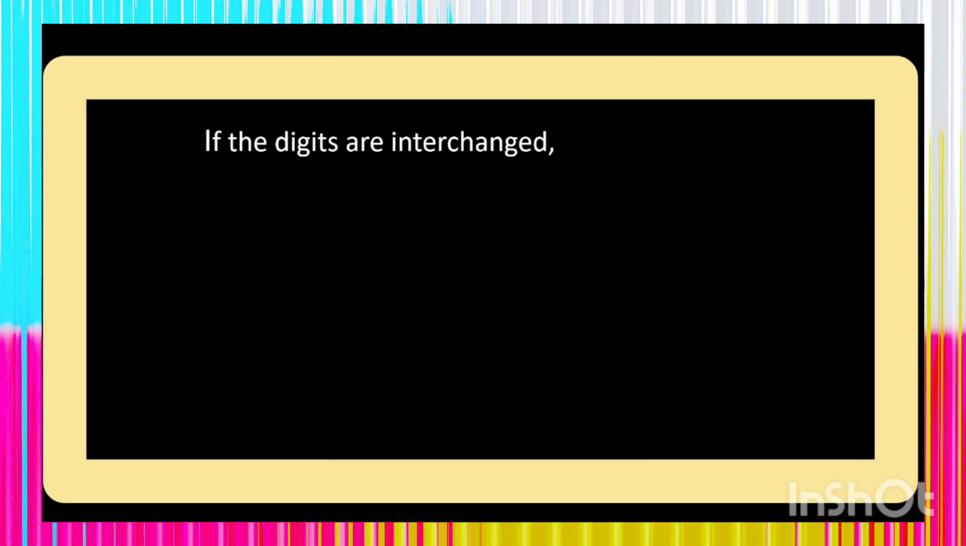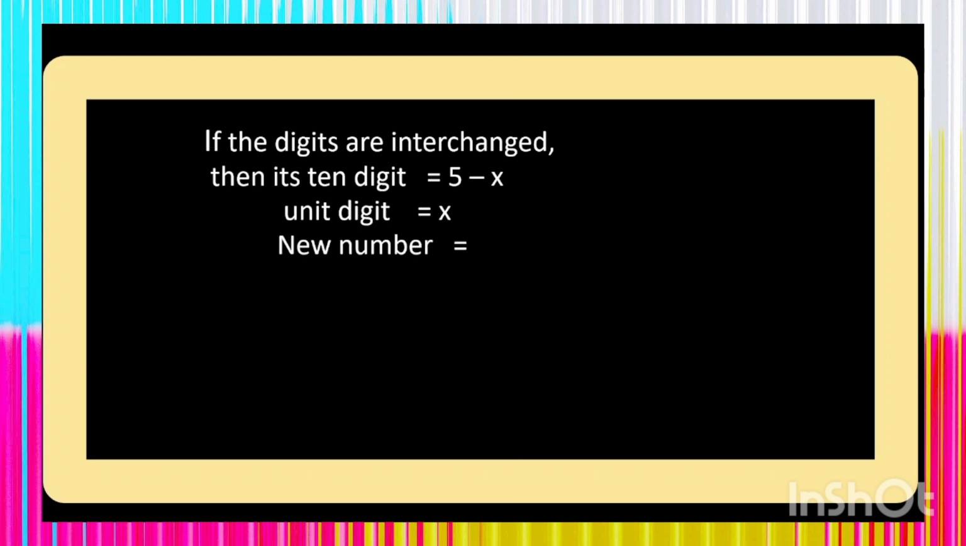According to the question, if the digits are interchanged, then its tens digit is 5 minus x, and the unit digit will be x. So the new number, suppose n2, will be 10 times 5 minus x plus 1 times x, which is 50 minus 10x plus x, which is 50 minus 9x, right?